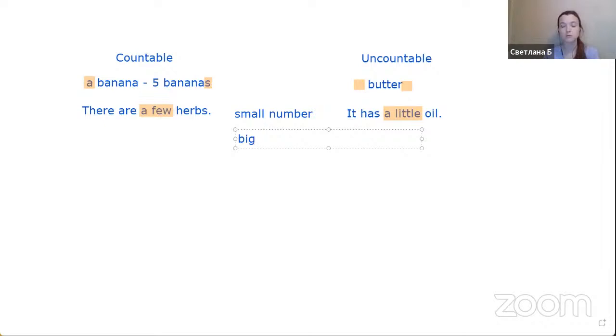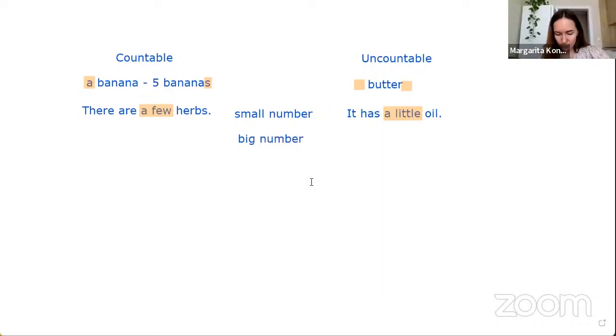Much? Possible, but it's better to say a lot of. Oh, a lot of, yes. We had examples: there is a lot of chocolate and milk. A lot of chocolate and milk. It is uncountable.